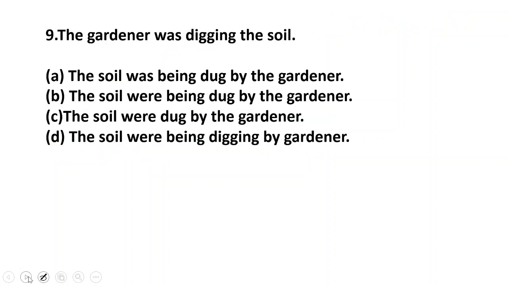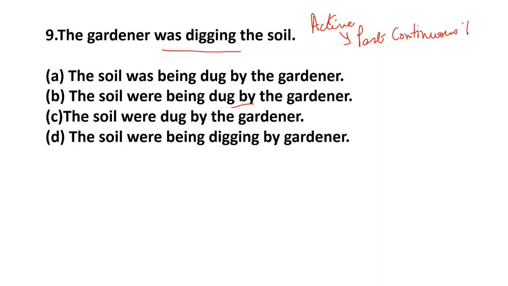Number 9, the gardener was digging the soil. Now this is also simple. It is active voice. Was digging. The gardener was digging. And this is in past continuous tense. Was digging the soil. So in the passive voice, what is the rule of the past continuous tense? In the passive voice, what will be the rule? The object will come, plus I told you in one of the previous sentences, had been will be there.